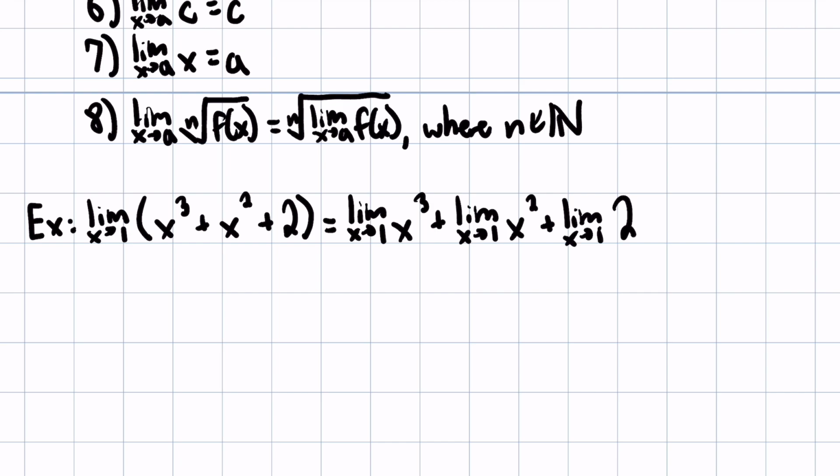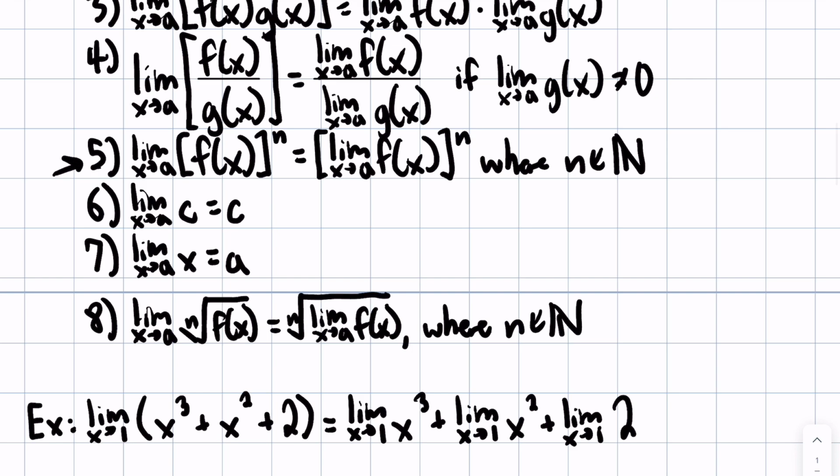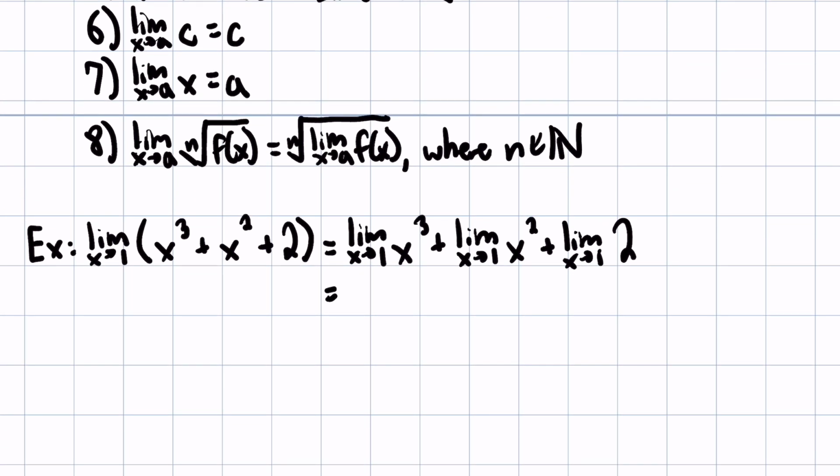All right, and then we're going to apply this rule, right? So we can take the 3 here and the 2 here, and we can make those powers of the limit instead of powers of the x in the limit.